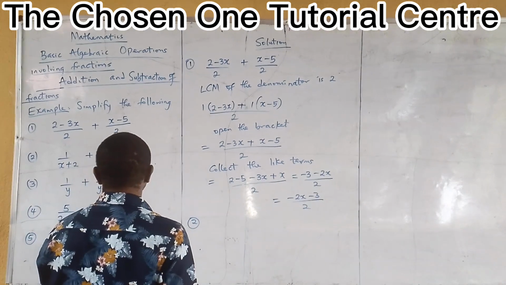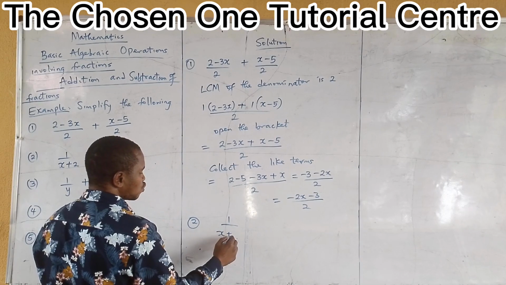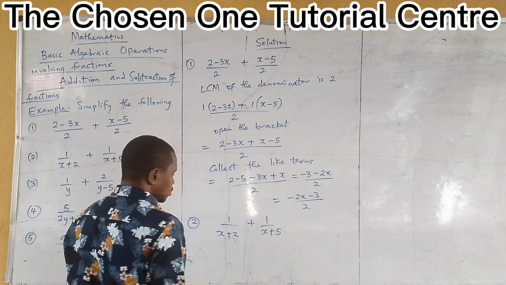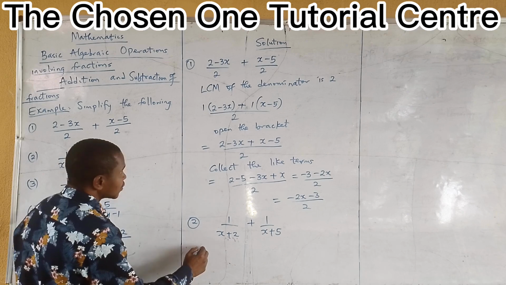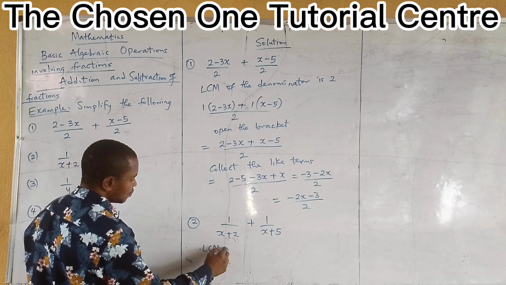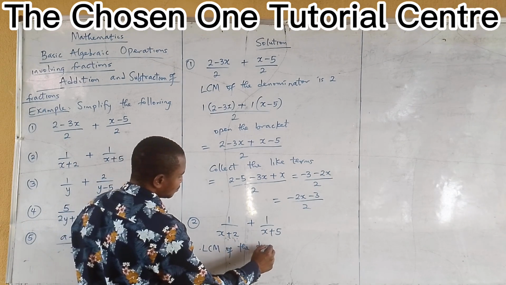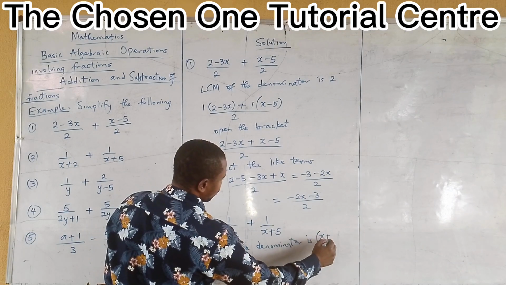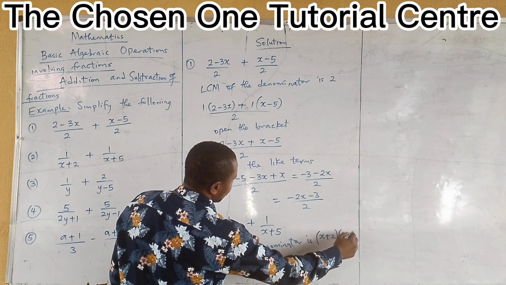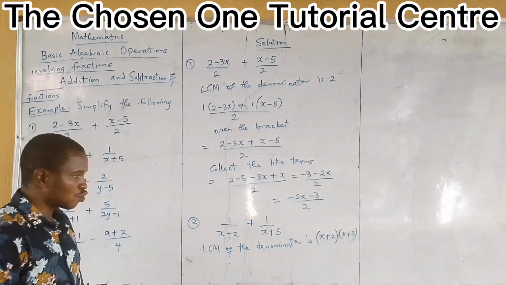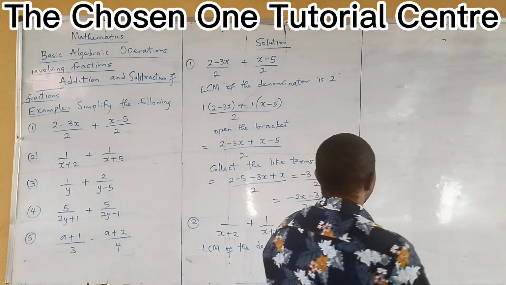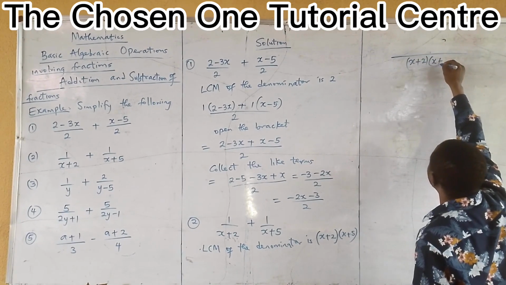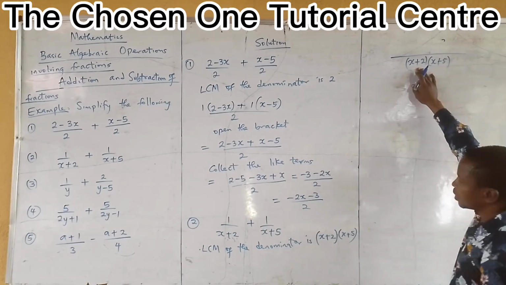Let's solve question 2. We have 1 over x plus 2 plus 1 over x plus 5. So we are going to find the LCM. The LCM of the denominators here is (x plus 2)(x plus 5). So we are going to have (x plus 2)(x plus 5). x plus 2 here, it remains x plus 5.